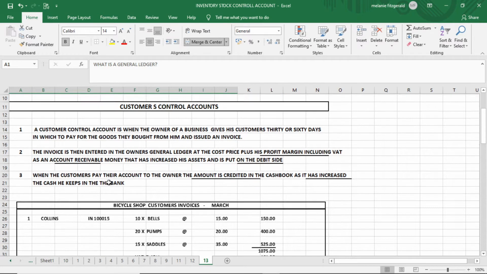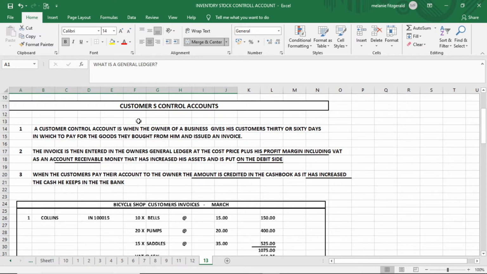Okay, it's basically the opposite of what we do with the suppliers. So when we go and buy from the suppliers, we're like a customer to our suppliers. They issue out an invoice, and we've got 30 or 60 days to pay them. We're just doing that to our customers, or we're the suppliers of our customers.